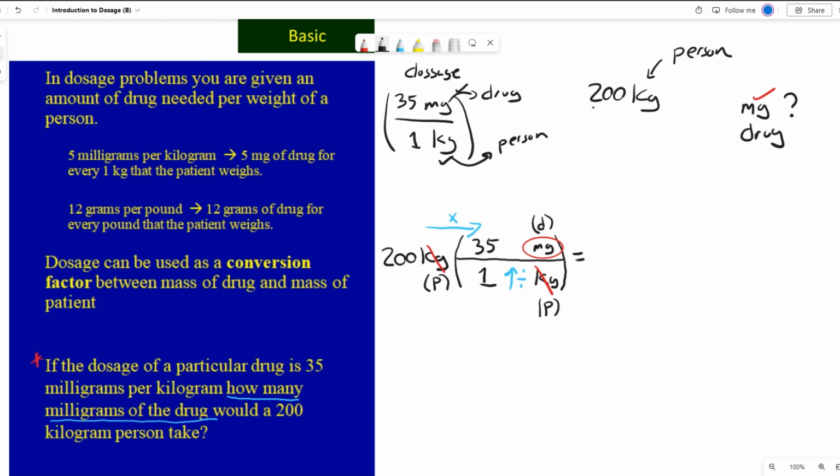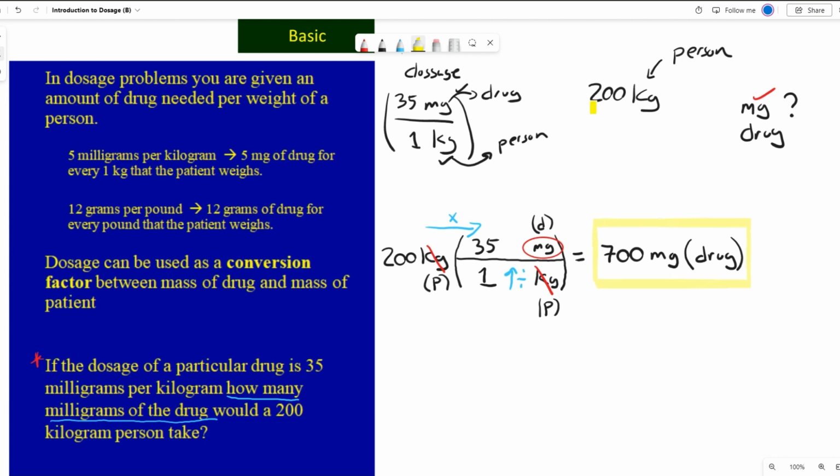We'll come out with 700 milligrams. And what is it milligrams of? I'll just put in parentheses here, drug. The question wants to know how much drug the person would take in milligrams. Well, they would take 700 milligrams of drug.